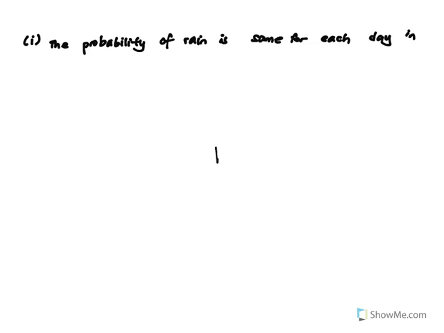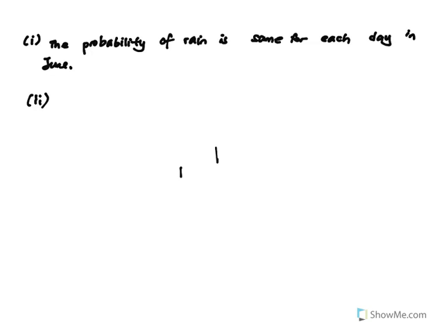So very simple here. How do we express it in terms of the context of this question? We need to say that the probability of rain is the same for each day in June. Alright, and with that, let's look at part 2.